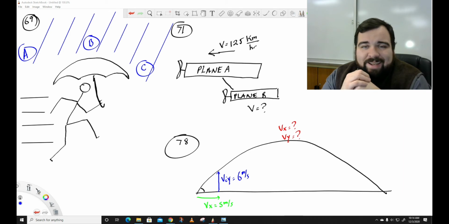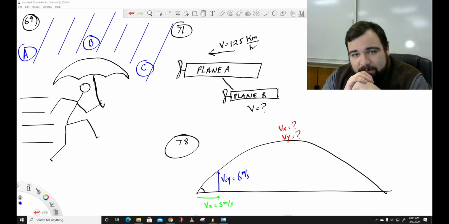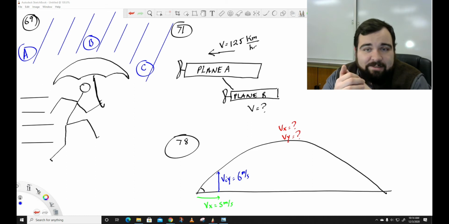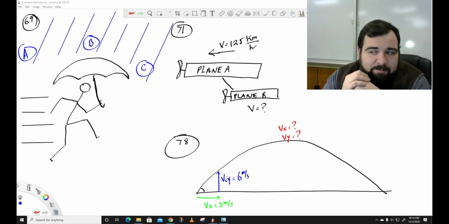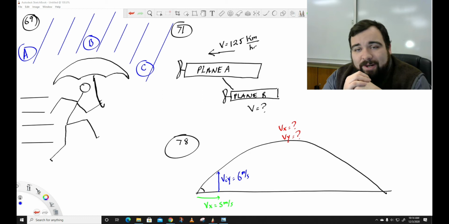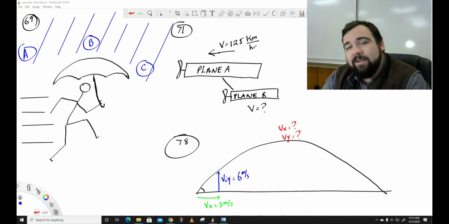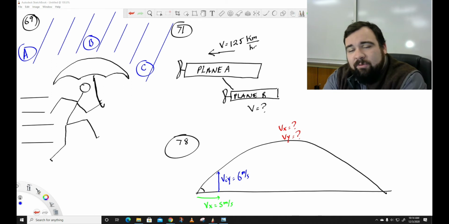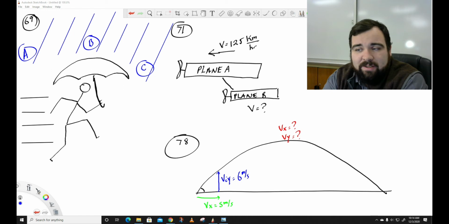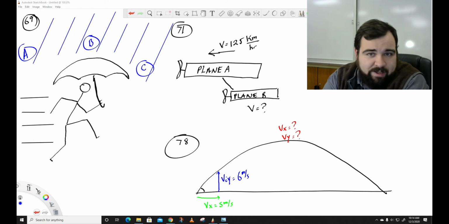So if plane A is traveling at 125 kilometers an hour and B is refueling, it's actually connected to plane A when they're refueling, then plane B has to be traveling at the same speed as A. So relative to the ground, plane B is traveling at 125 kilometers an hour, just like plane A is. Now relative to plane A though, if plane B is traveling at the same speed, then relatively speaking, it is traveling at 0 kilometers an hour.